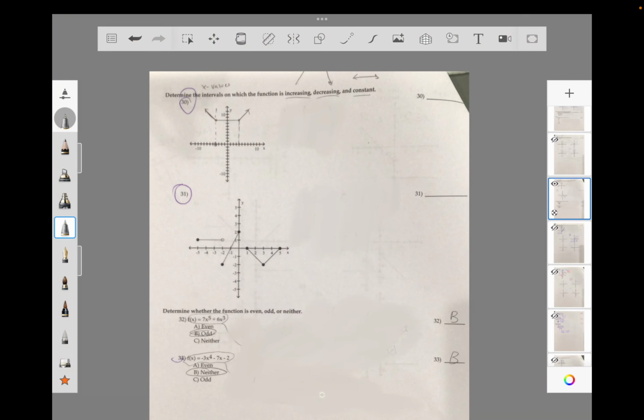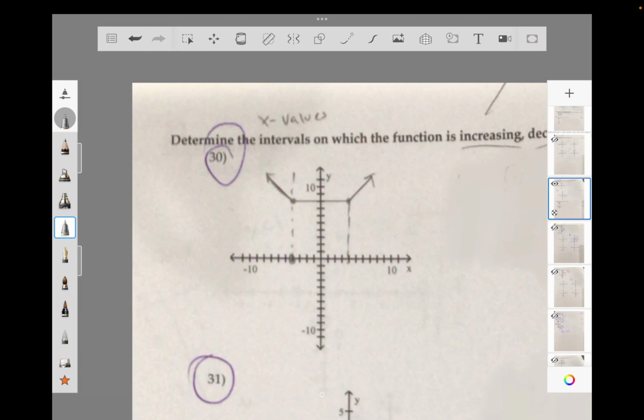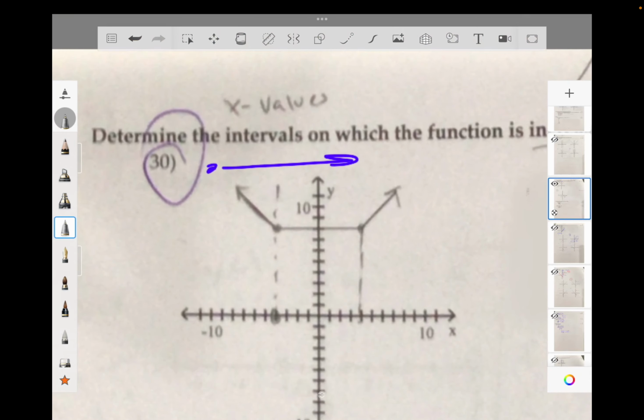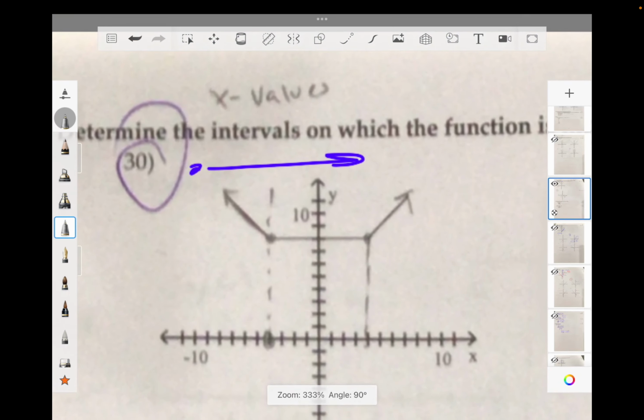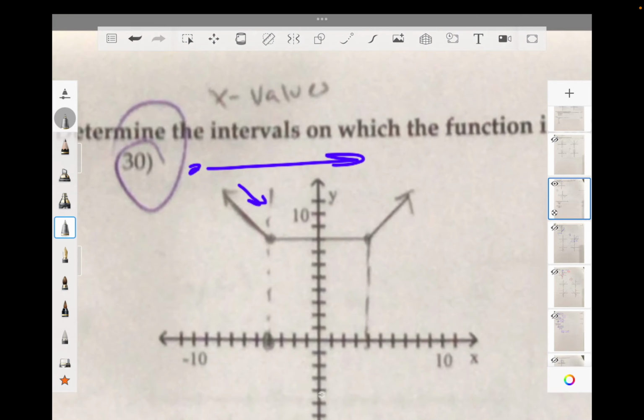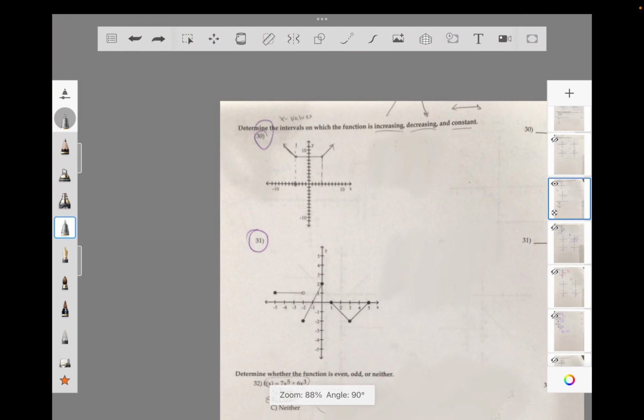Determine the intervals on which the function increases, decreases, or is constant. For these, you're going to be reading from left to right. When the function's decreasing, it's going downward. When it's constant, it's flat. And when it's increasing, it's going up.